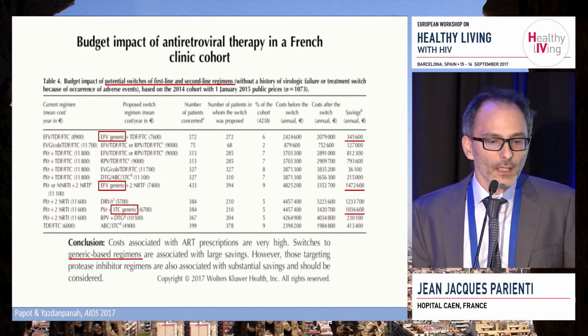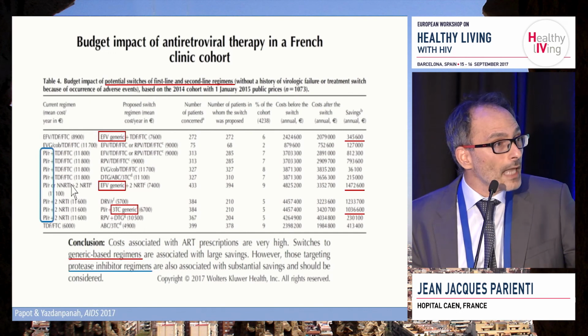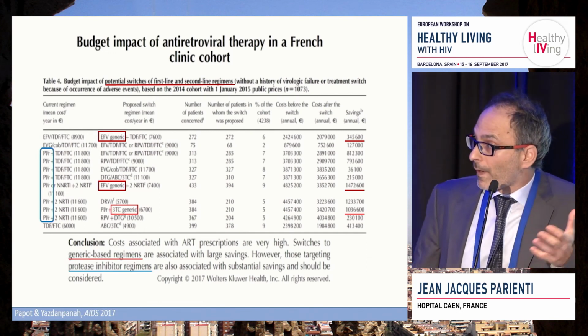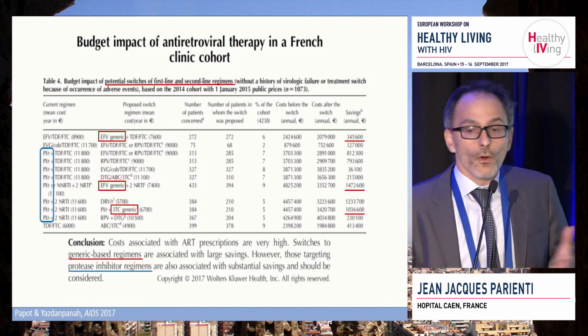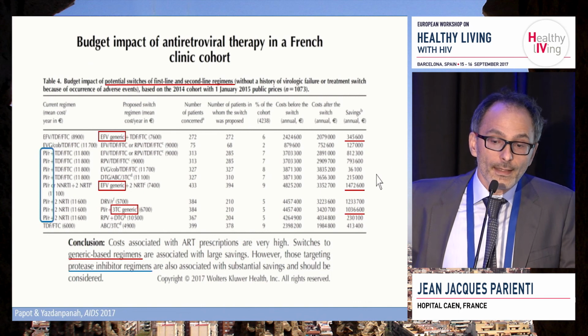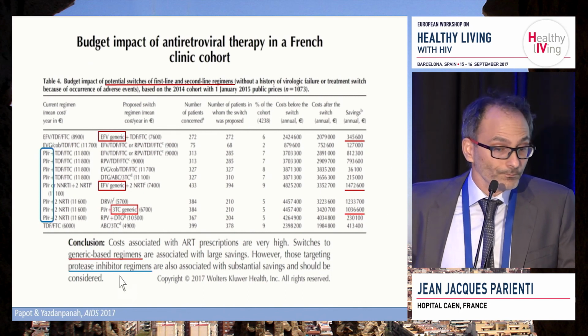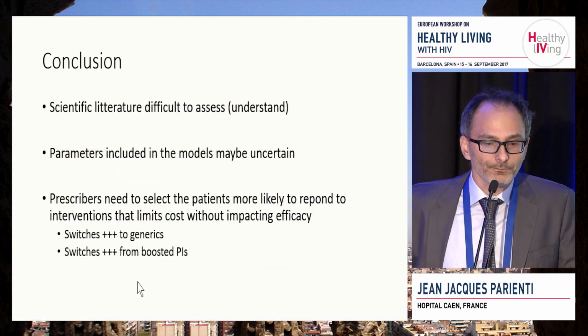And what they found is that if you use more generics, but generics is not the only answer. You can also switch protease inhibitors treated patients who are on first or second line and with virological control to simpler therapies. And if you do that, you will save a lot of money. And I invite you to read this fantastic paper.